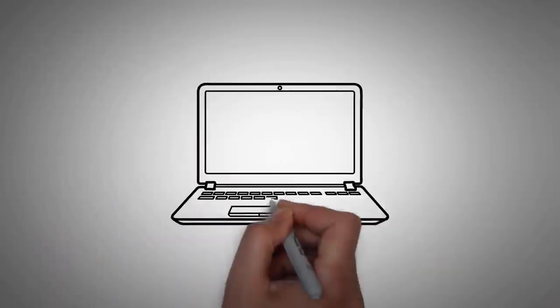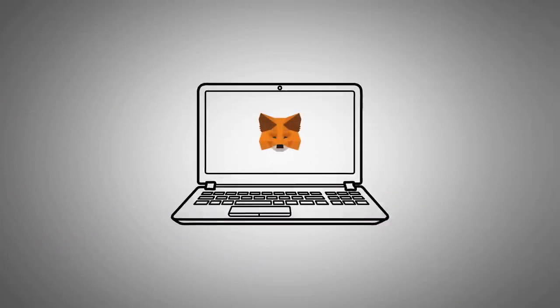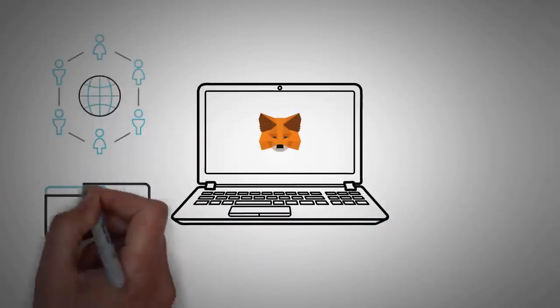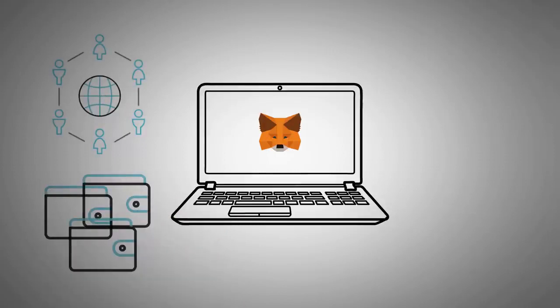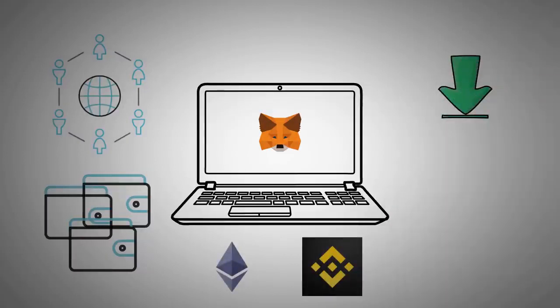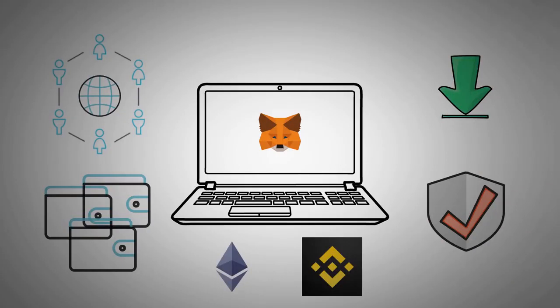So in short, Metamask is a software wallet that you can use while browsing the web and interacting with decentralized applications. They can store multiple private keys and can work on different networks, such as the Ethereum network and the Binance Smart Chain network. Also, Metamask is free to download, it's free to use, and it's also safe. That's why it's one of the most popular cryptocurrency wallets out there.